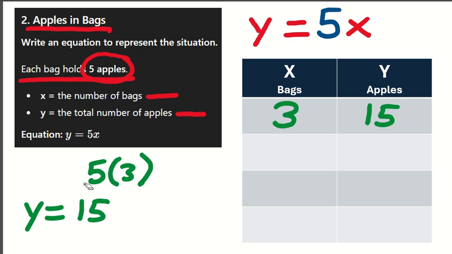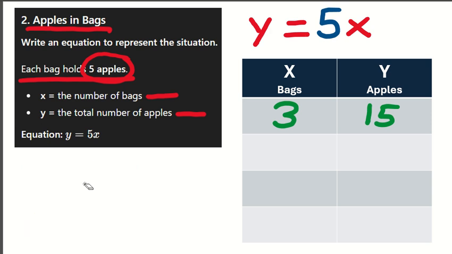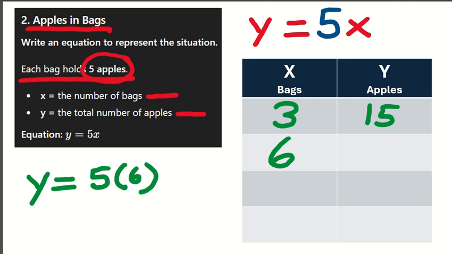All right, let's try another one. What if I have, I don't know, 6? Okay, if I have 6 bags of apples, how many apples do I have total? Well, y represents the total number of apples, and we say y equals 5 times 6, because we substitute 6 for x. And 5 times 6 is 30. So, if x is 6, y is 30.